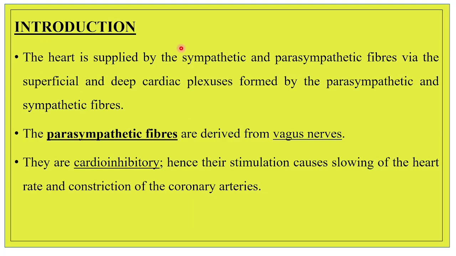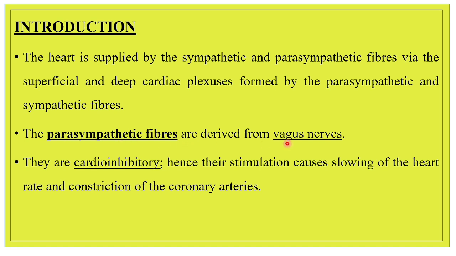Coming to the introduction, the heart is supplied by the sympathetic and parasympathetic fibers via the superficial and deep cardiac plexus formed by the parasympathetic and sympathetic fibers. So the heart is mainly supplied by your superficial and deep cardiac plexus. The parasympathetic fibers are derived from the vagus nerves and they are cardio-inhibitory. Parasympathetic means inhibition. Hence their stimulation causes slowing of the heart rate and constriction of the coronary arteries.